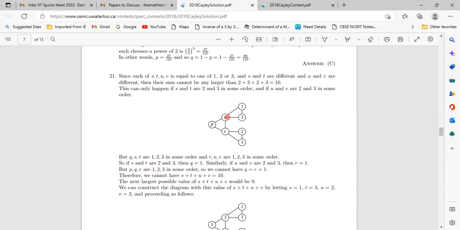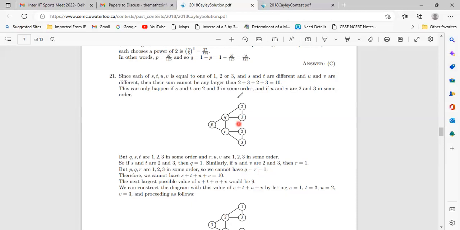Q, S, T are 1, 2, 3 in some order. R, U, V are 1, 2, 3 in some order. Okay. So if S and T are 2 and 3, then Q is 1. Similarly, if U and V are 2 and 3, then R is 1. But P, Q, R are 1, 2, 3 in some order, and we cannot have Q and R both equal to 1.